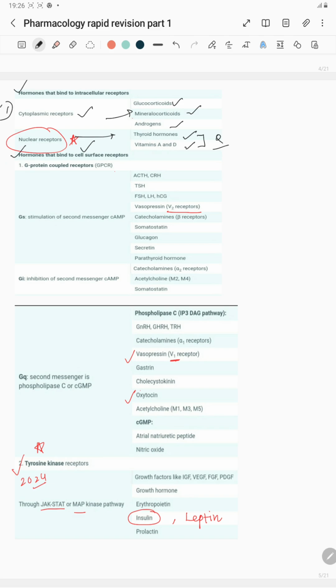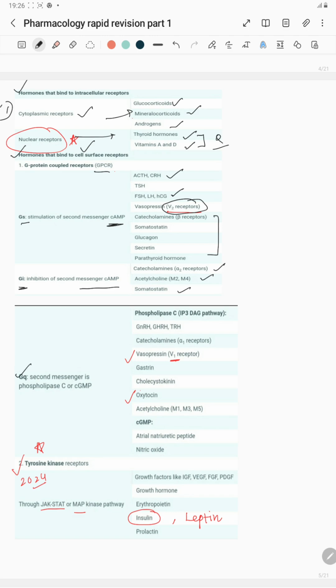Next, hormones that bind to cell surface receptors. There are G protein coupled receptors, which are Gs, which stimulate cyclic AMP, like ACTH, CRH, FSH, LH, vasopressin V2 receptors, and other examples. Gi, inhibition of cyclic AMP, which includes catecholamines, acetylcholine, and somatostatin.